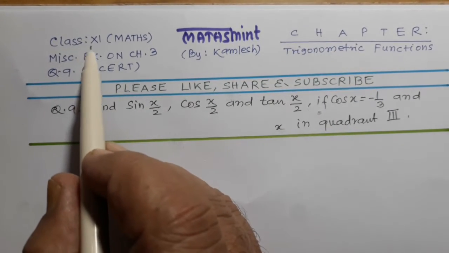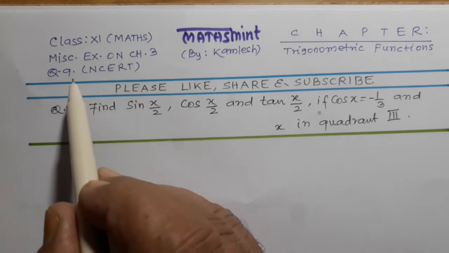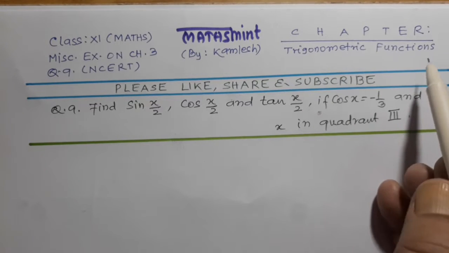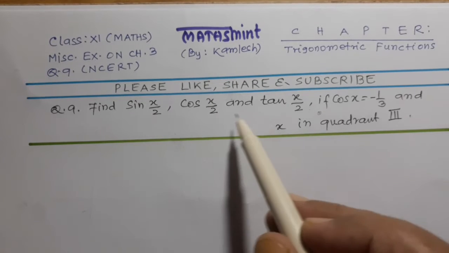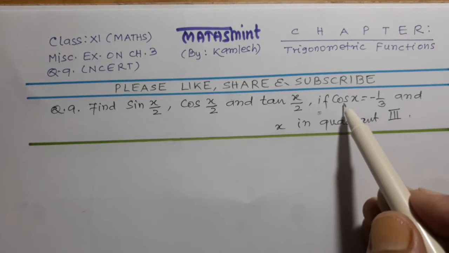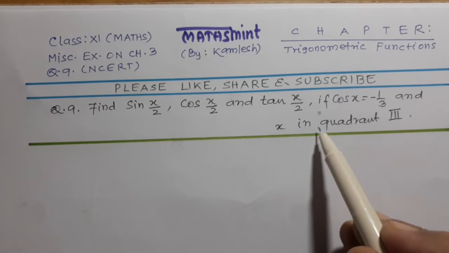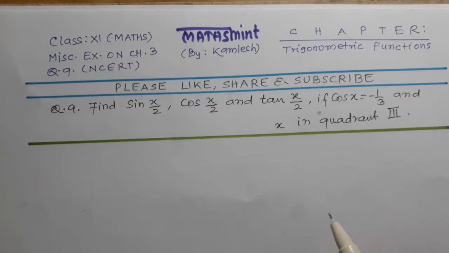It is a question for class 11 Maths miscellaneous exercise on chapter 3, question number 9 from the NCERT book. Chapter is trigonometric functions. Question 9 is: find sin x by 2, cos x by 2 and tan x by 2 if cos x equal to minus 1 by 3 and x in quadrant 3. Right? So first of all we see the position of x.